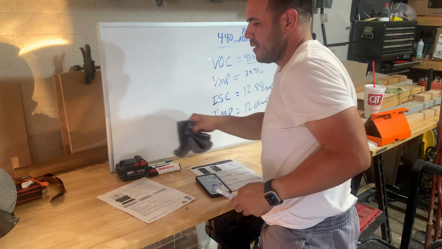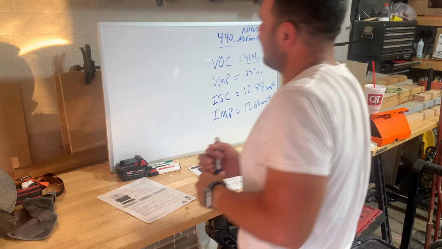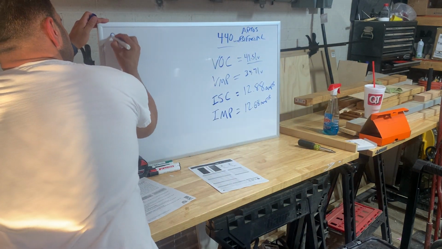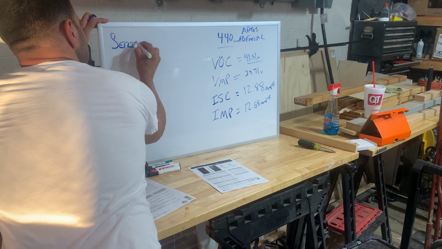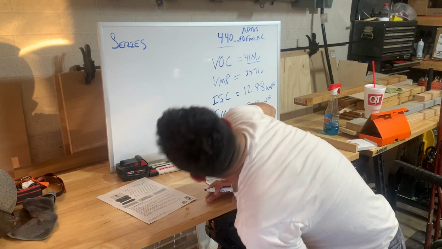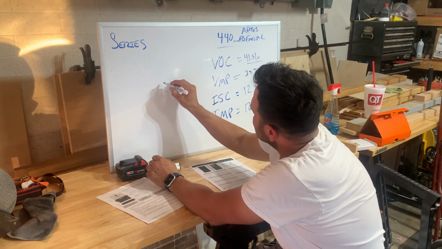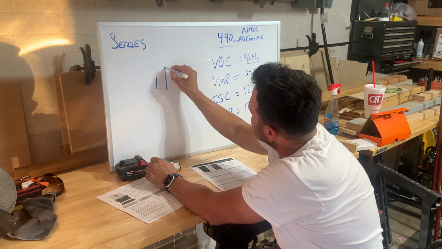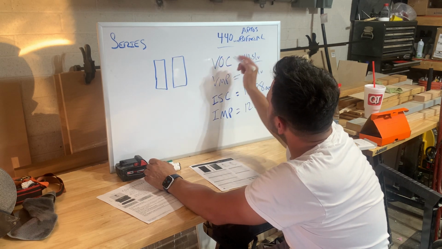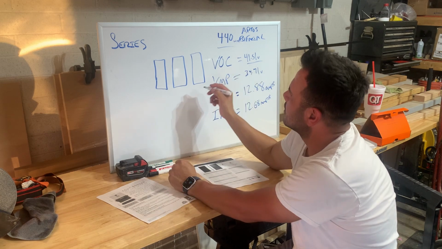There are lots of different ways you can do this. I'm just going to go over the very basics. The first one is a series connection. We're just going to do an example of 3 solar panels, but we'll pretend it's these Aptos. So we've got 3 of these Aptos.